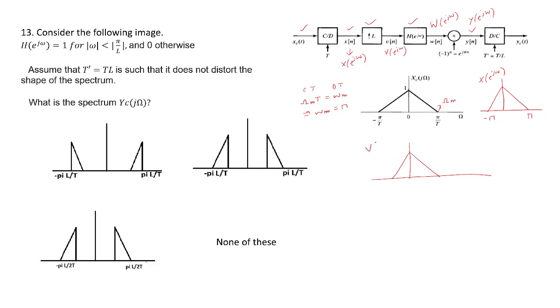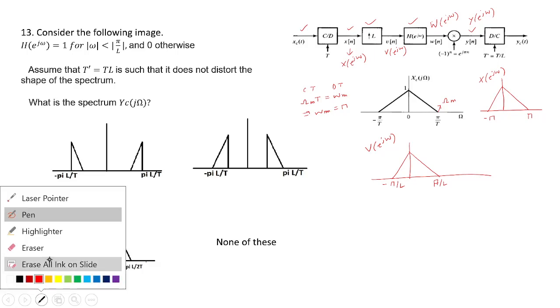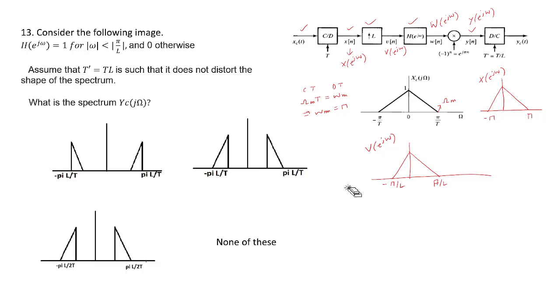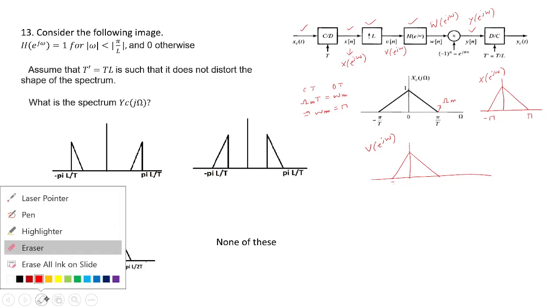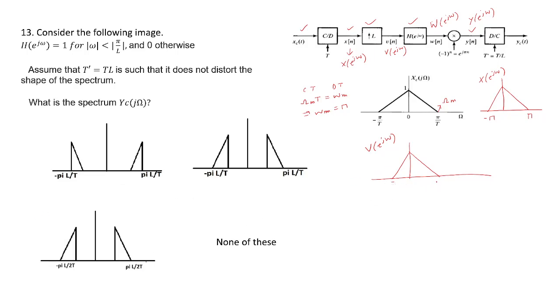So V of e to the power j omega becomes pi by L to minus pi by L. There are additional copies also. We assume a low pass filter, it passes through a low pass filter. Oh, sorry, there is no assumption. Let me highlight it. Okay, this is pi by L, this is minus pi by L. There are additional spectrum here.